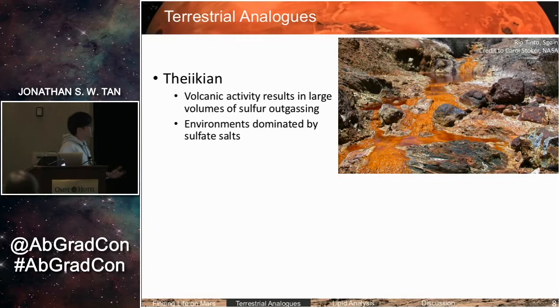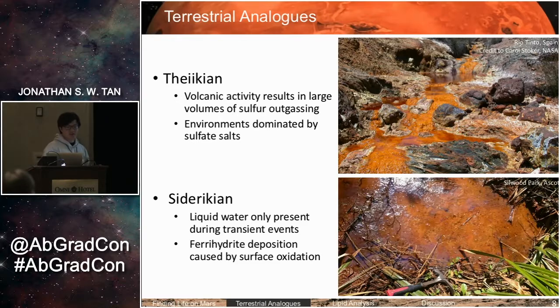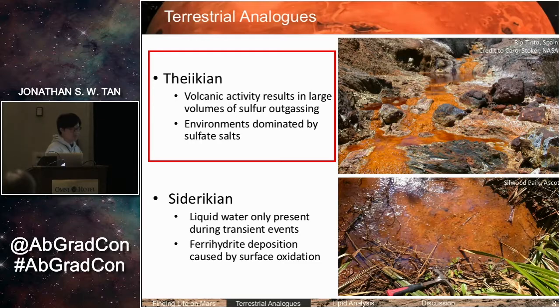Similarly, when we look at the Theiikian, which is mostly jarosites, which is an iron sulfate salt, because the Theiikian had a lot of sulfur outgassing, we look at acid mine drainage or sulfur streams. So, for example, this is one of the classical terrestrial analogs, Rio Tinto in Spain. And finally, in the Siderikan, where there is mostly ferrihydrite and other anhydrous ferric oxides, we look at iron bogs and fens. Now, these are still a lot of variety of environments. So today, I'm going to focus on my work in the Theiikian environment and this particular terrestrial analog. So let's take a closer look at that.